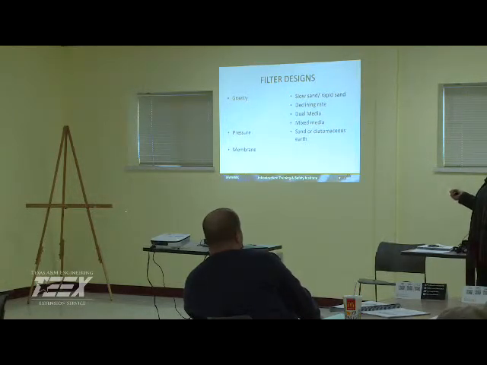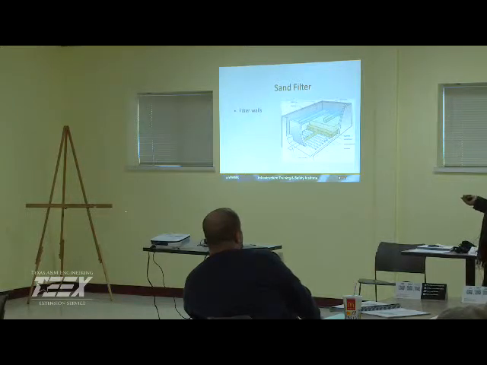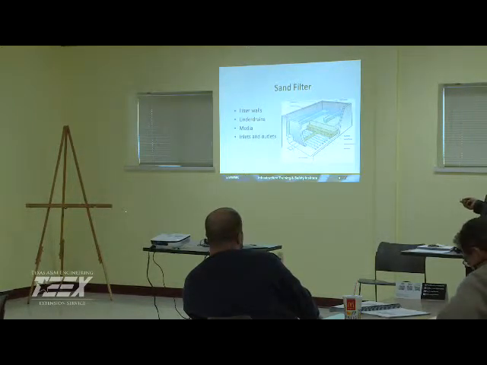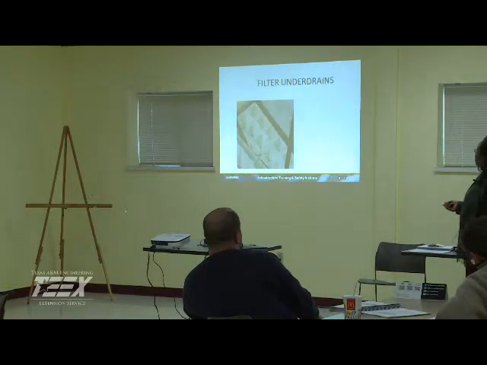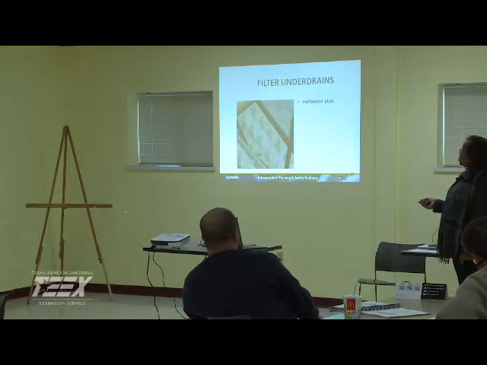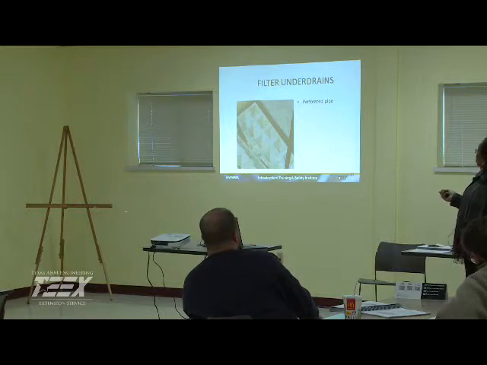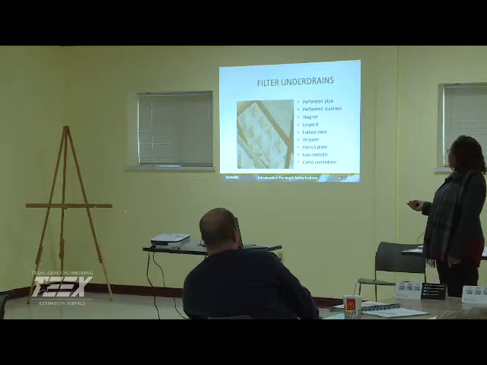With your pressure filters, we have sand or diatomaceous earth and membrane, again reverse osmosis. This is a typical rapid sand filter. The various parts: we have the filter walls, the underdrain system, the media itself, inlets and outlets. We have the backwash troughs and piping and valving. All of those are components of the sand filter, along with the instrumentation. Your underdrains, there are different types on the market: perforated pipe, stainless, Wagner, Leopold, folded plate, Willard.